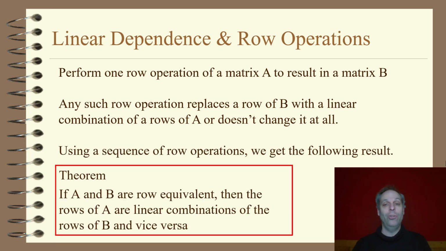So that leads us to a really nice theorem. If you repeat this over and over again, you'll notice that a sequence of row operations results in the following: if A and B are row equivalent, then the rows of A are linear combinations of the rows of B, and because row operations are reversible, vice versa. The rows of B are linear combinations of the rows of A. It's a really nice result that we're going to abuse quite a bit in future chapters.